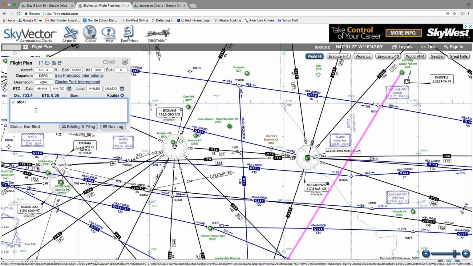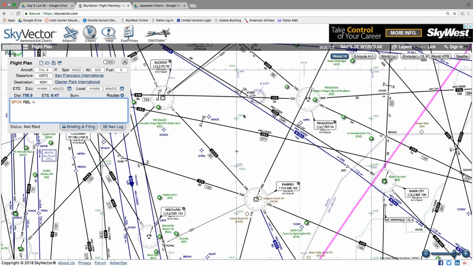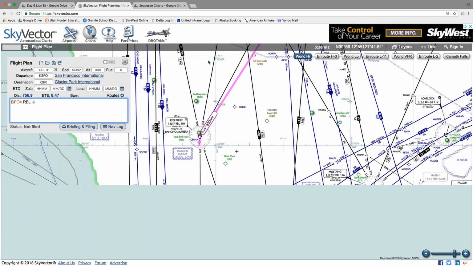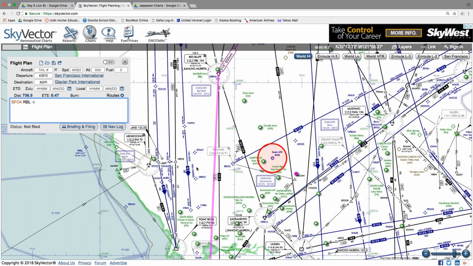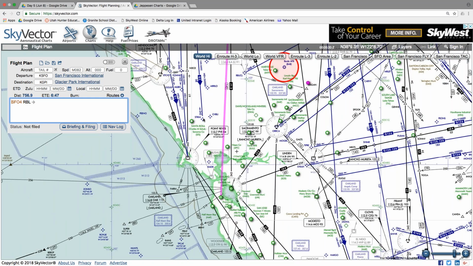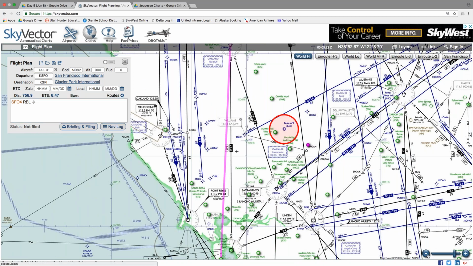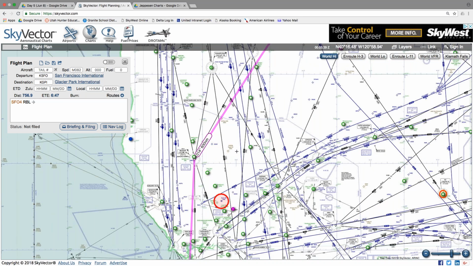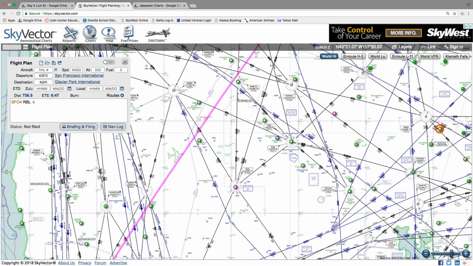So all I do is put in Red Bluff, hit enter. Okay. And that plans my departure route. There you go. Take off from San Francisco on the San Francisco 4 departure. Transition point is Red Bluff VOR.